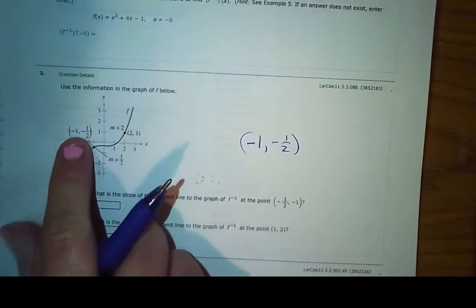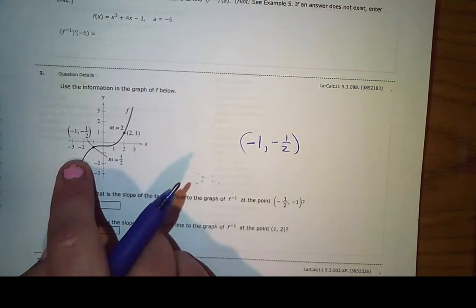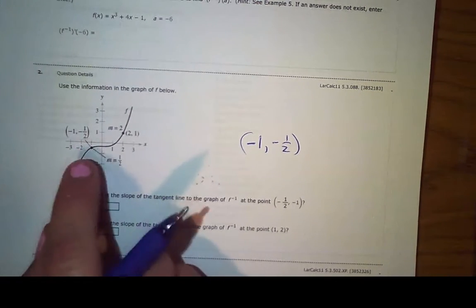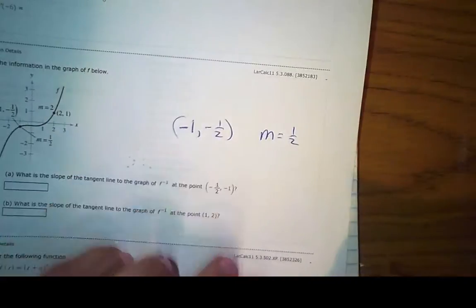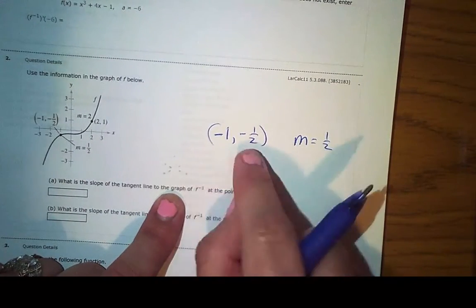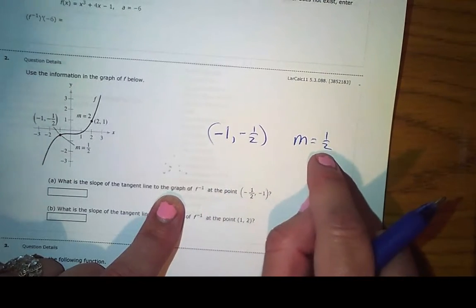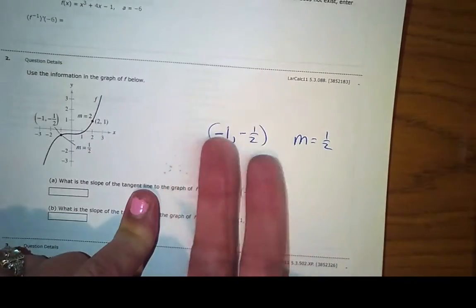Well, look over here. I've got a point at negative 1 comma negative 1/2. This is the original function. What is the slope of my original function? What's the slope of its tangent line at this point? Its slope is 1/2. Okay, well, if I'm dealing with the inverse, and if I flip-flop my x's and y's, then what is the slope of the inverse function at the inverse?